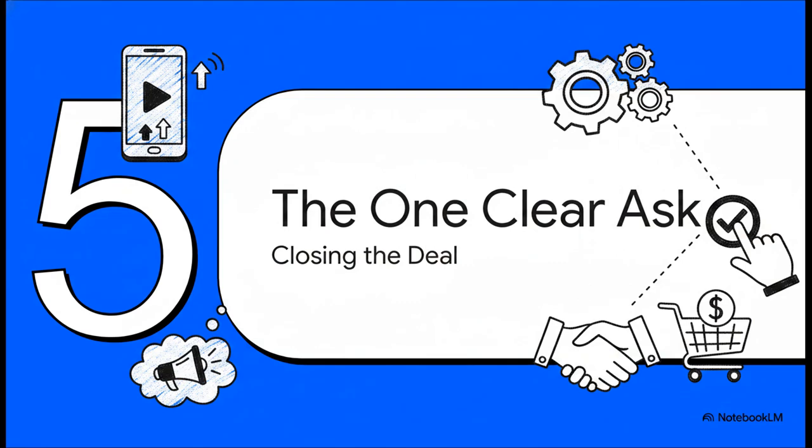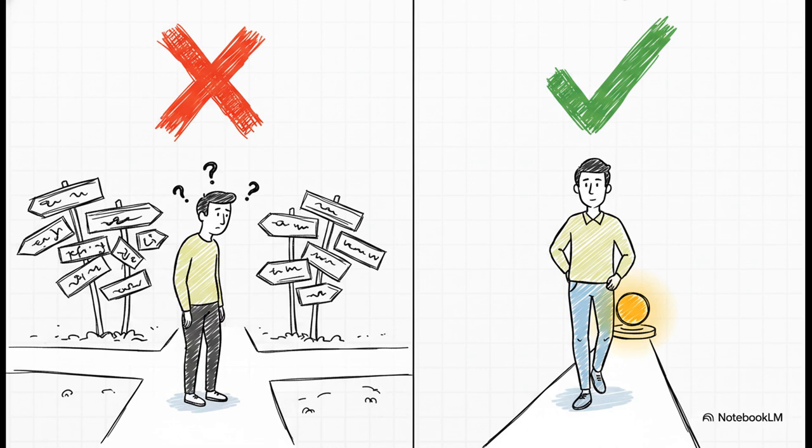Which brings us to Section 5, the one clear ask, closing the deal. There is one crucial, entirely unbreakable rule here. One ask, period. If you ask for two things, you get neither. Please, whatever you do, do not be that person telling your viewer to like, comment, subscribe, tag a friend, check my bio, and click the link. Pick the single next step you want them to take and ask for only that. Confused minds do not buy, and they certainly don't click. Forget clever wordplay, just tell them exactly what to do.